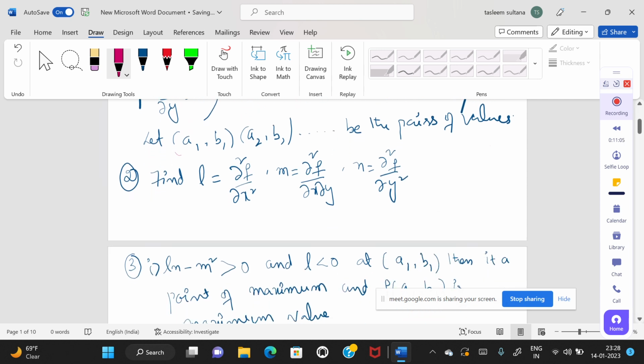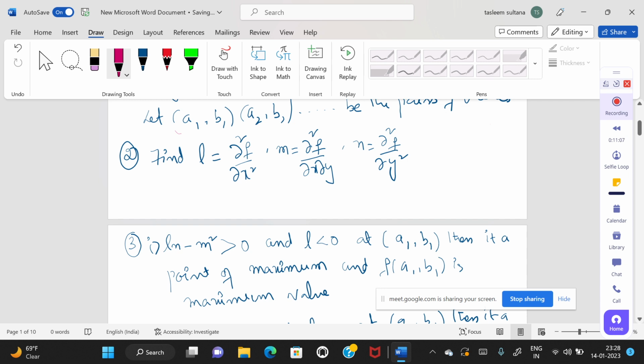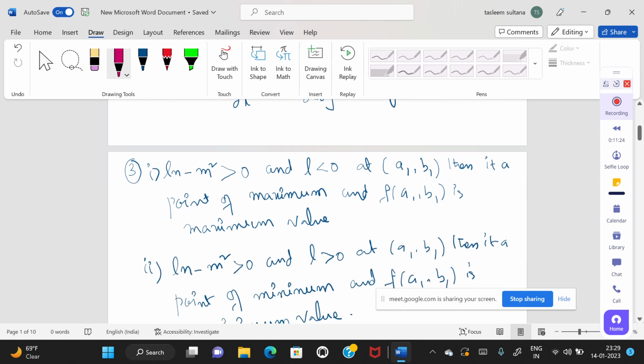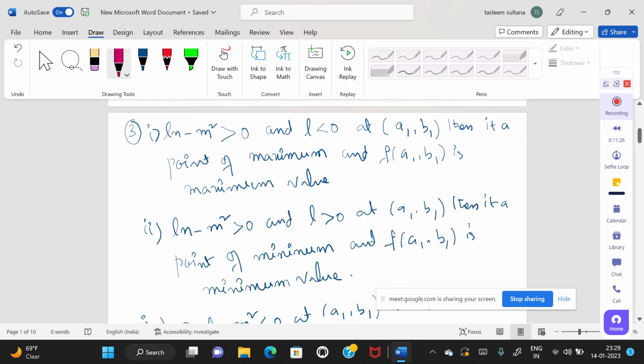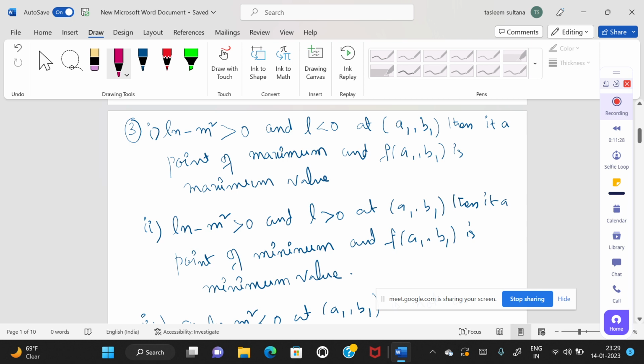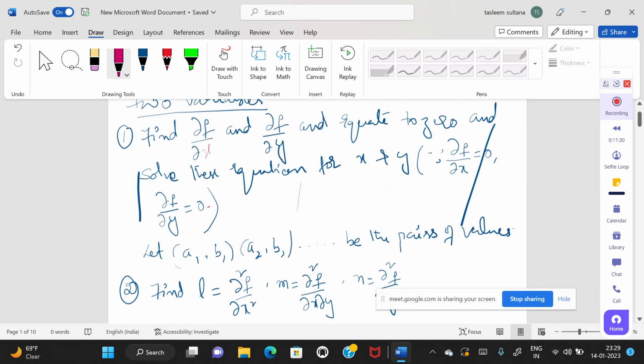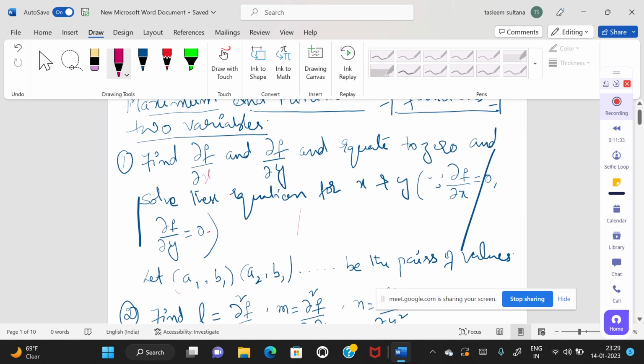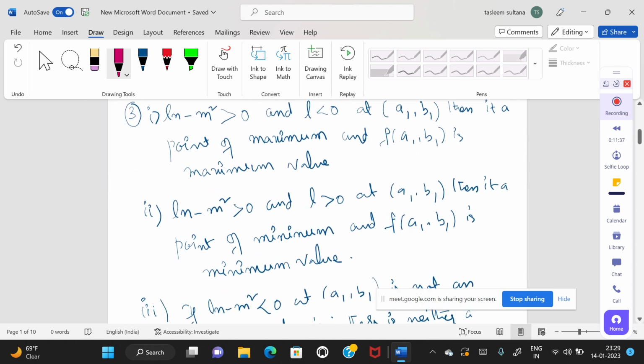Then your second step is to find the L, M, N values, where L is equal to ∂²f/∂x², M is equal to ∂²f/∂x∂y, and N is equal to ∂²f/∂y². After that, the third step is for investigation. From the first two steps, whatever values you get, you have to discuss those many cases.